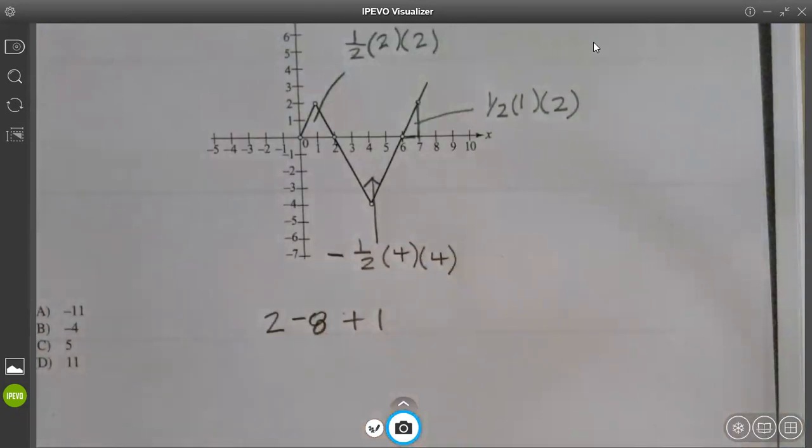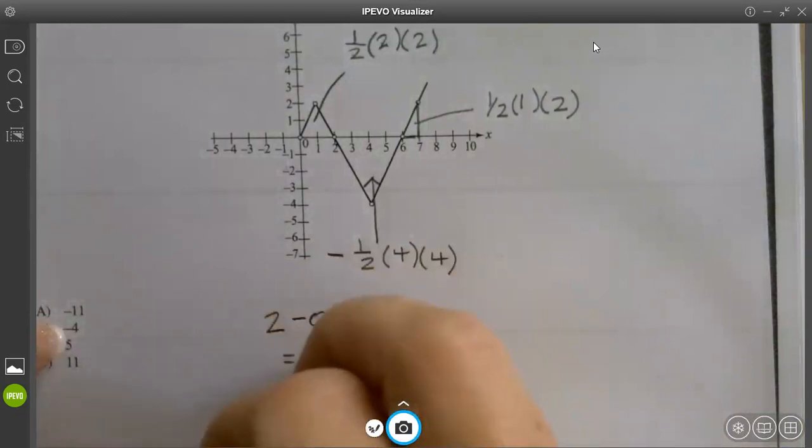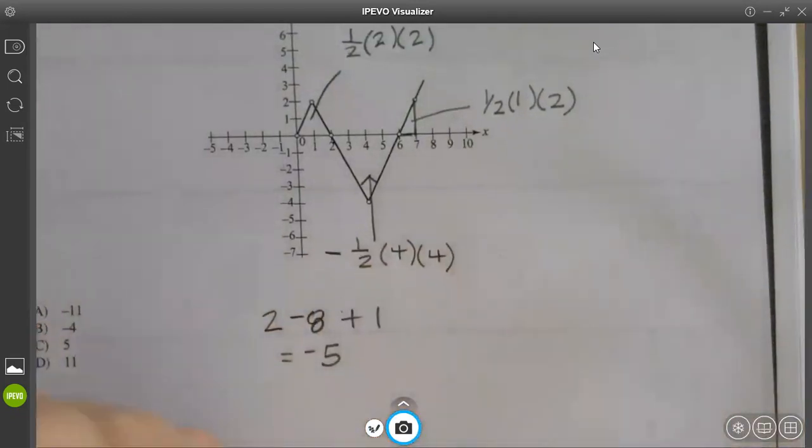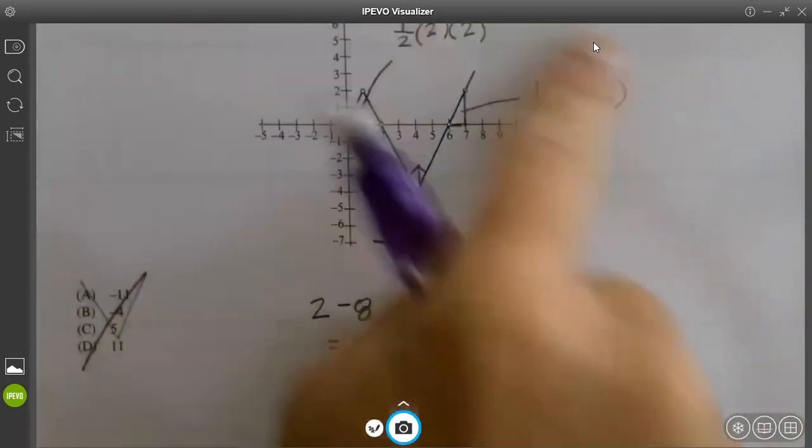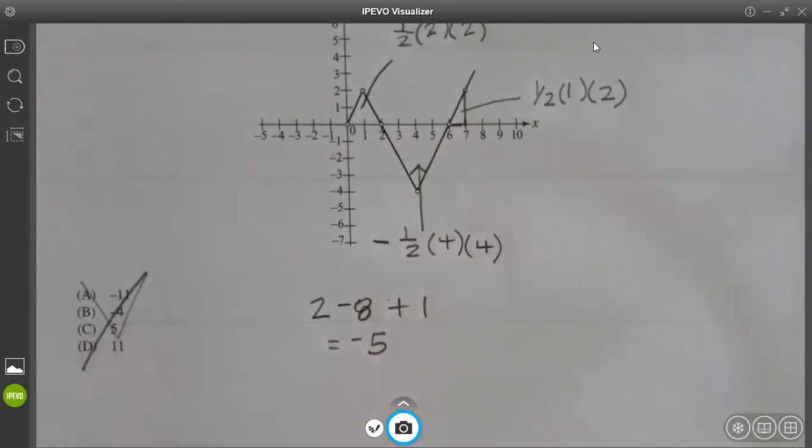Add these up. 2 minus 8 plus 1 is. Should be -5. None of these answers are on there. So the answer that they gave in the book was -4. But this is also the work that they had, because I'm like, how are they getting that? Yes, anything below the x-axis is going to be negative. Is everybody good?